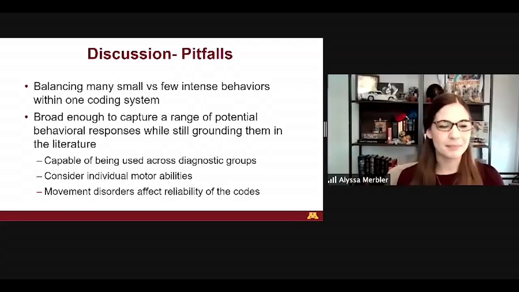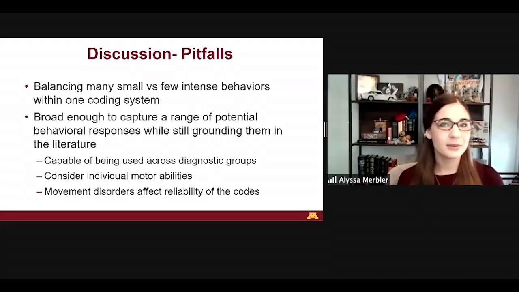And part of that is considering individual motor abilities. So a small hand movement away from a stimulus in someone with severe motor impairment may be a really large and effortful movement, where someone with less severe motor impairment, that isn't as much work to do. And so how do we balance taking that individual level into account while again still creating codes that we can reliably score?